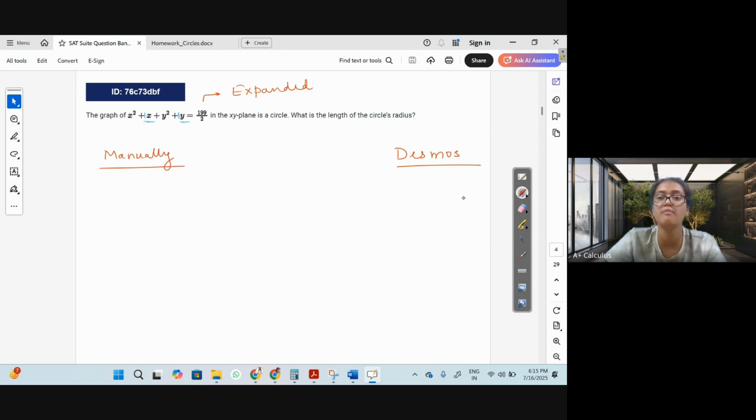Divide the coefficients by -2, and that will give you the center. So 1 divided by -2, you're going to get -1/2. And 1 divided by -2, you're going to get -1/2. So that's the center of the circle.